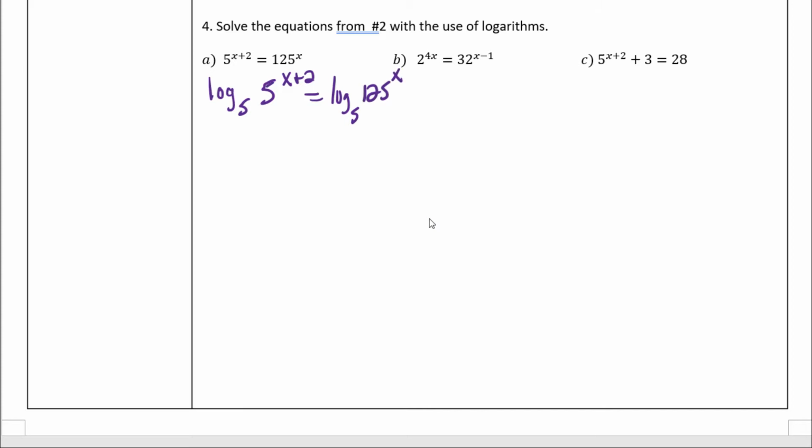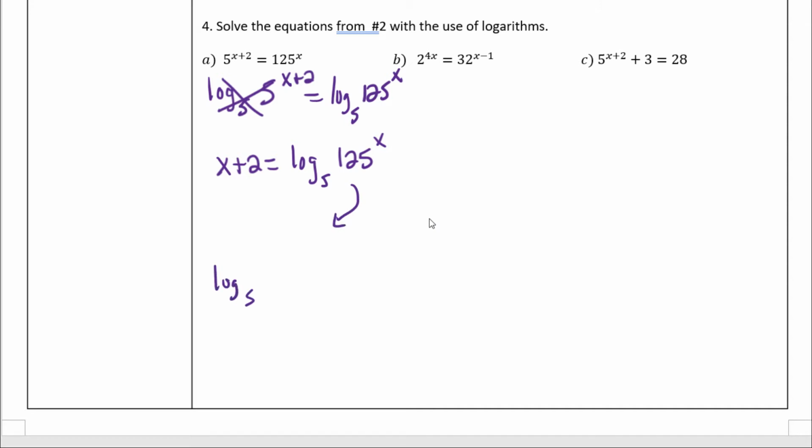All right, so now the log base 5 here cancels. So I have x plus 2 equals log base 5 of 125 to the x. All right, and then you'd have to figure out what log base 5 of 125 to the x is, right? So you'd have to figure out what log base 5 of 125 is. So let's kind of do that off to the side, all right?